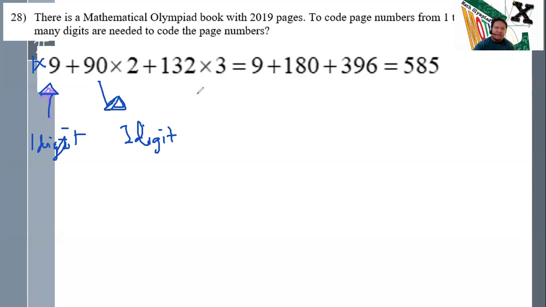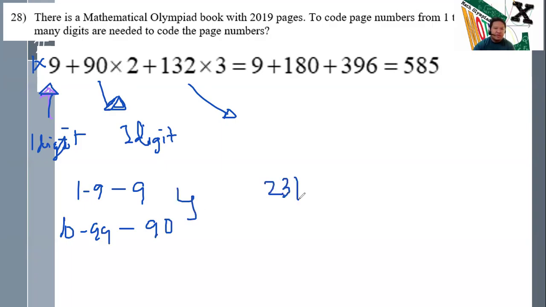Then you have 132 three-digit numbers. How did we get that one? We know that from 1 to 9, there are 9. Then 10 to 99, that's 90 numbers. Okay, that's 99 already. So 231 minus 99 is 132. So there are 132 three-digit numbers.